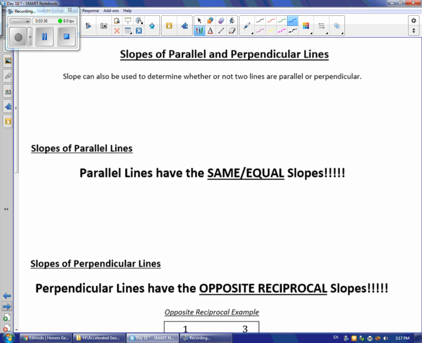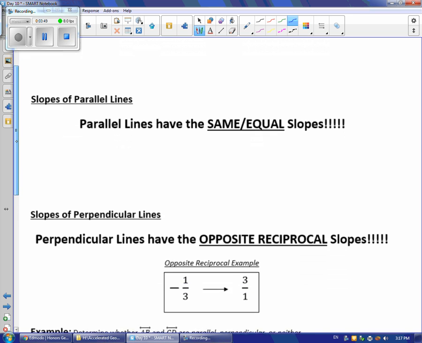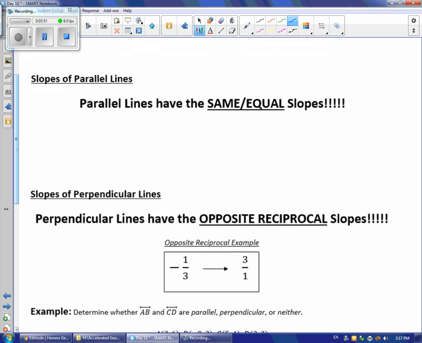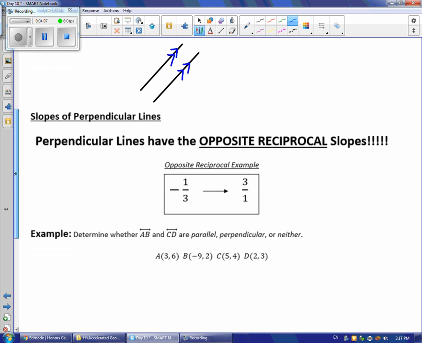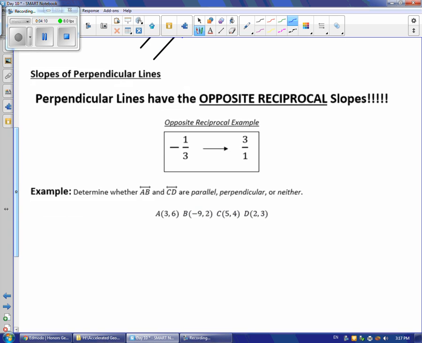Now, if we compare slopes of two separate lines, we can have parallel lines, we can have perpendicular lines, we can also have intersecting lines that don't intersect in any special way. If you have two parallel lines, they have the same slope, or their slopes are equal. They will never ever intersect. They have the same rise and the same run.